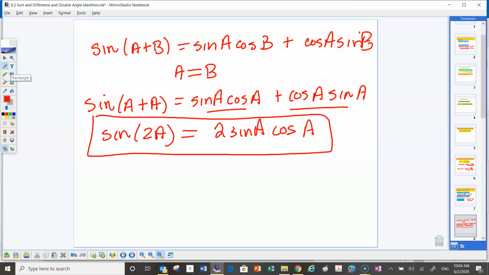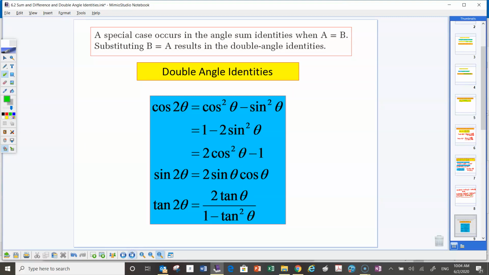Notice in the double angle identity in the condensed form, the angle is twice as big as the angle in the expanded form. Similarly, it could be shown for cosine. Now cosine has 3 double angle identities, and again note this angle here in the short form is double the angle over here, and same thing in tangent, the angle is double in the condensed form as compared to the expanded form.